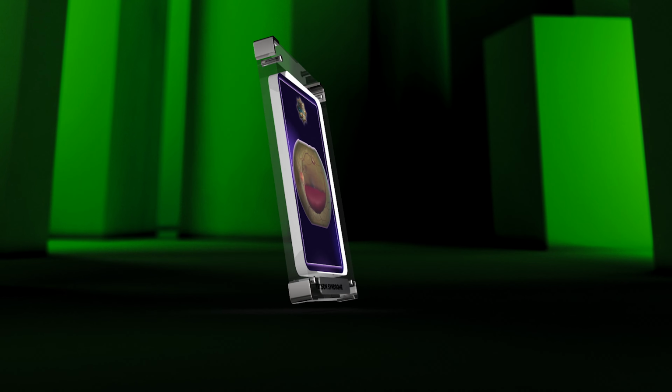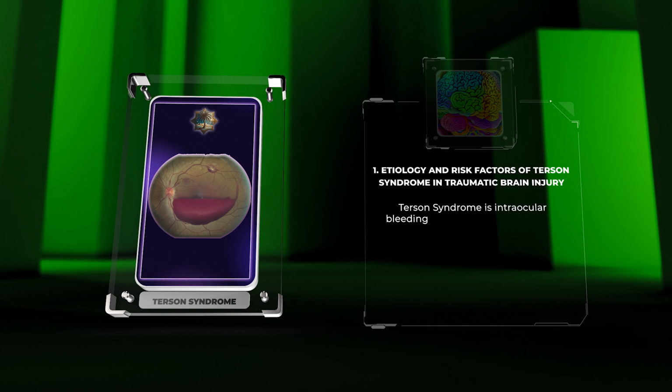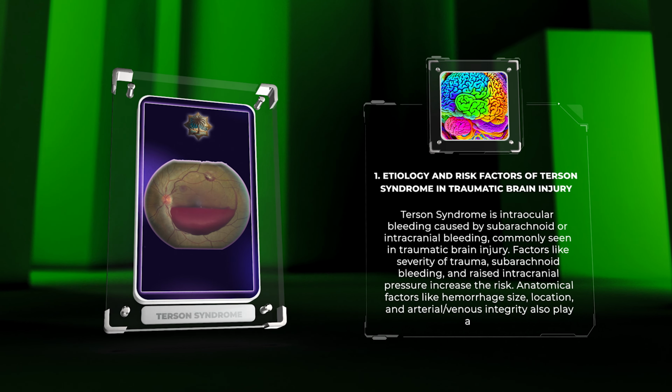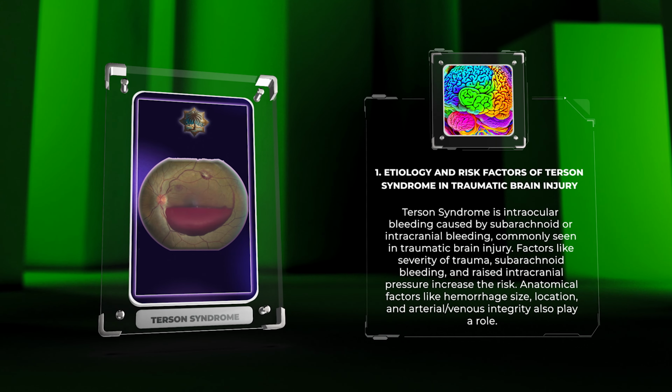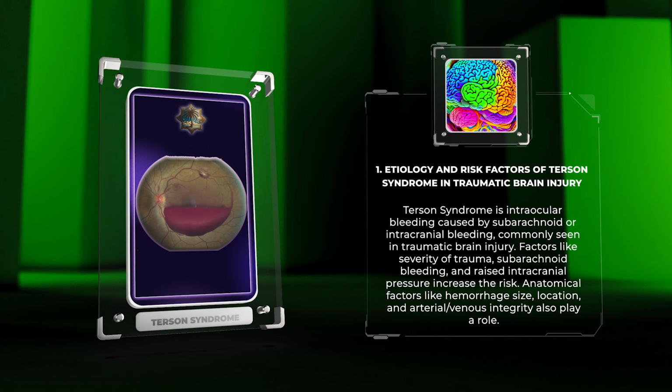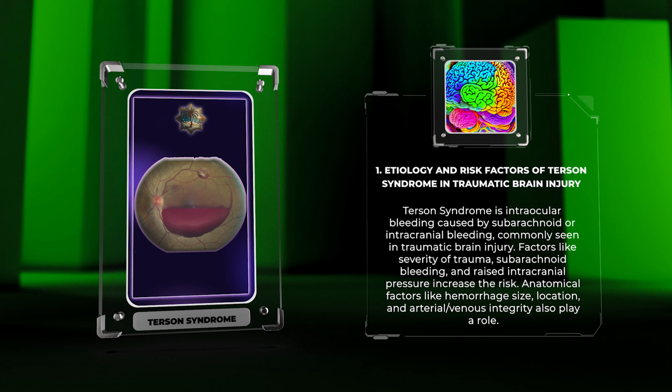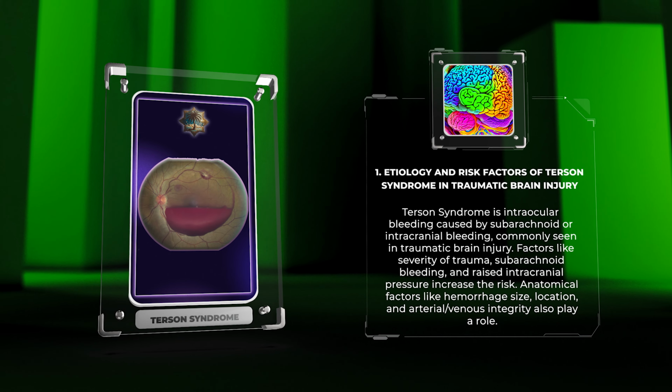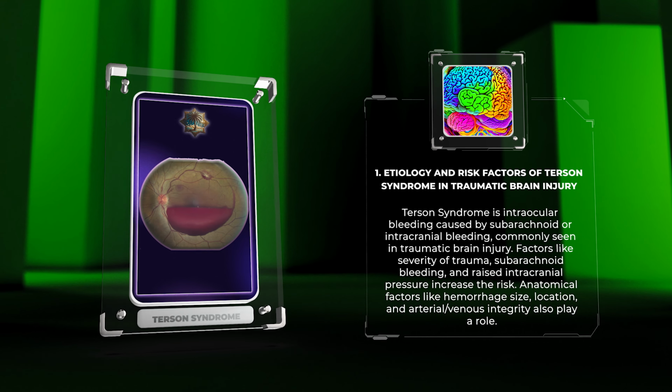Terson syndrome is intraocular bleeding caused by subarachnoid or intracranial bleeding, commonly seen in traumatic brain injury. Factors like severity of trauma, subarachnoid bleeding, and raised intracranial pressure increase the risk. Anatomical factors like hemorrhage size, location, and arterial/venous integrity also play a role.